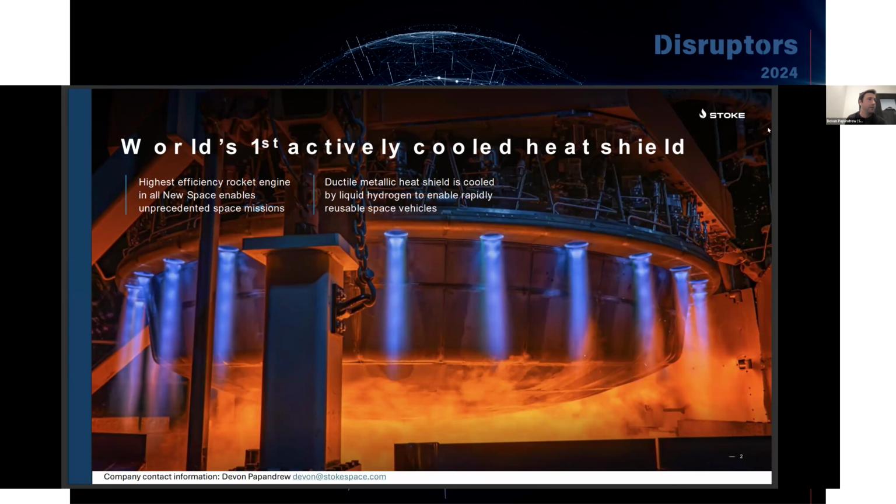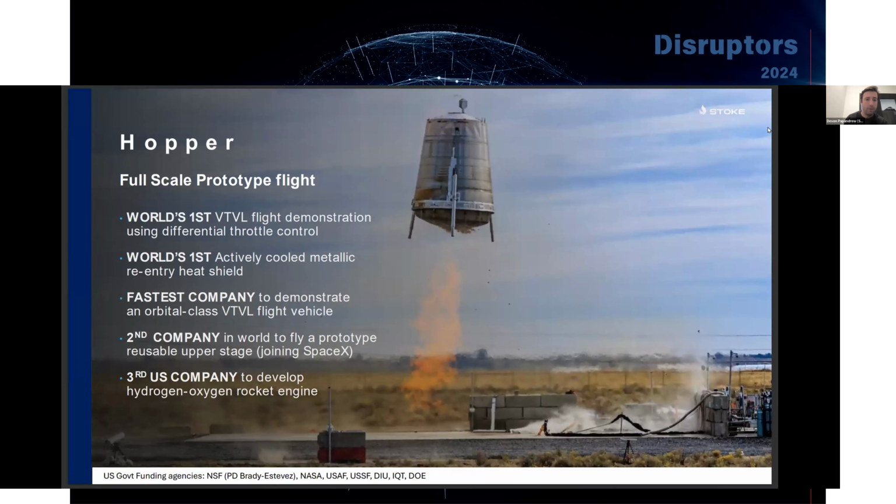On the next slide, we can show we've actually flown this thing. This is a full-scale prototype of our reusable upper stage. It's about 5 meters in diameter at the base there to give you a sense of scale. And back in 2023 at our private test site in Eastern Washington, we did a vertical takeoff, vertical landing hop flight of this full-scale prototype, which included that very unique engine and heat shield.